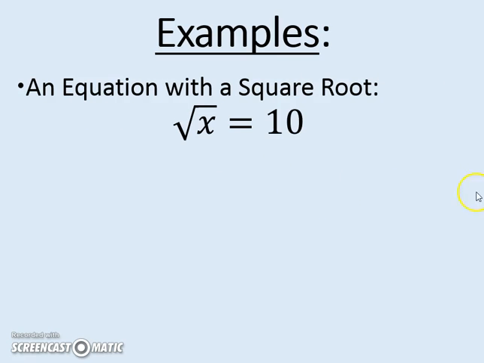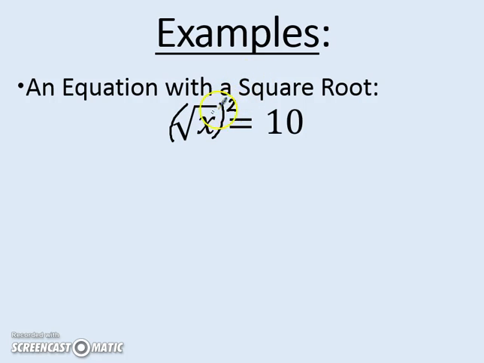Let's go to an equation with a square root. So the square root of x. The square root of x is being square rooted. The opposite of a square root is to square. So I'm going to square this whole side.